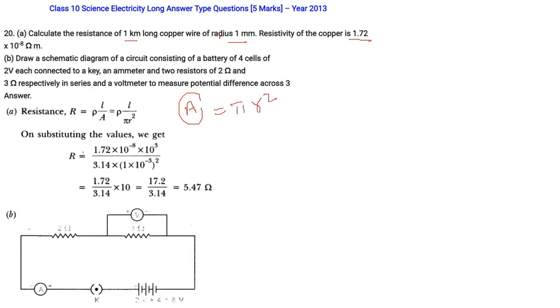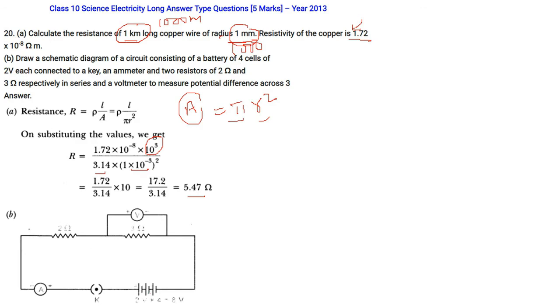Now what all are given? We are given this rho. L is given, which is 1 kilometer, so make it 1000 meter, 10 to the power 3 here. Then pi and R. Pi is 3.14. R is 1 millimeter. Let us change it into 1 by 1000 meter. So this becomes 10 to the power minus 3 meter. So it is squared. So the answer would be 5.47 ohm.